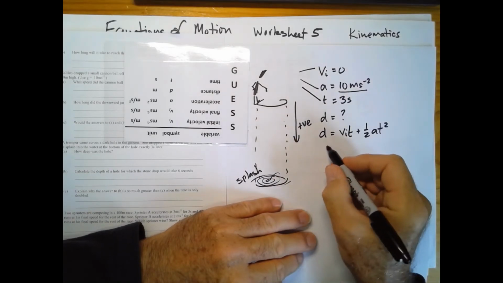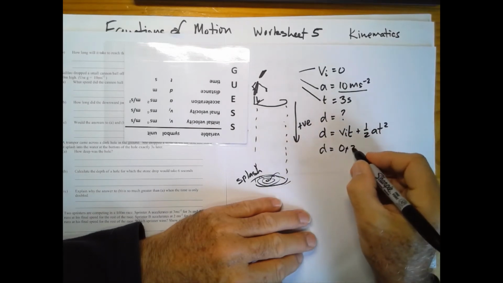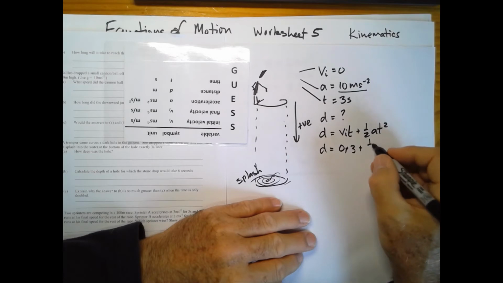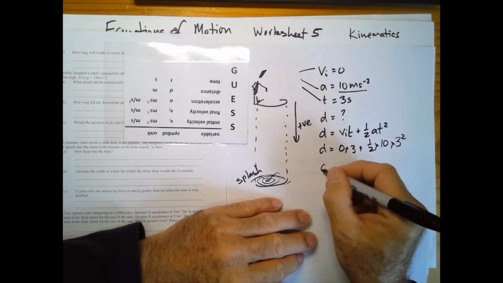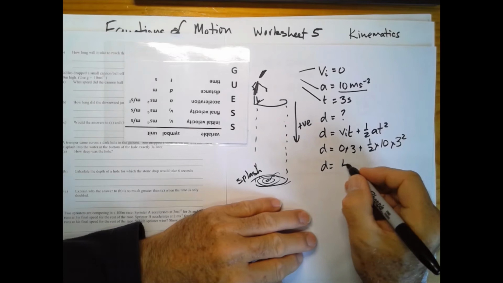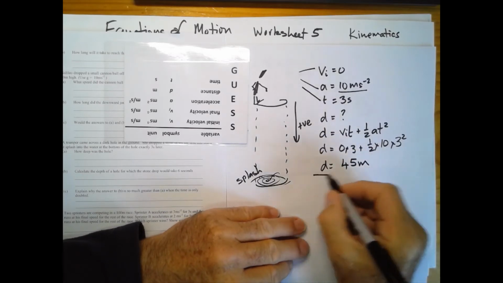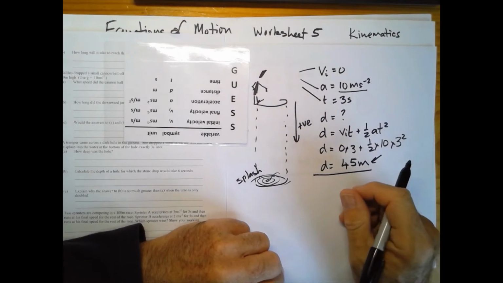Substitute. Distance we don't know. Initial velocity 0 times time plus a half times acceleration 10 times time squared, 3 squared, and we have distance is equal to 45 meters. And again, make sure you've got your units in there, otherwise you've only got it half right and you lose.